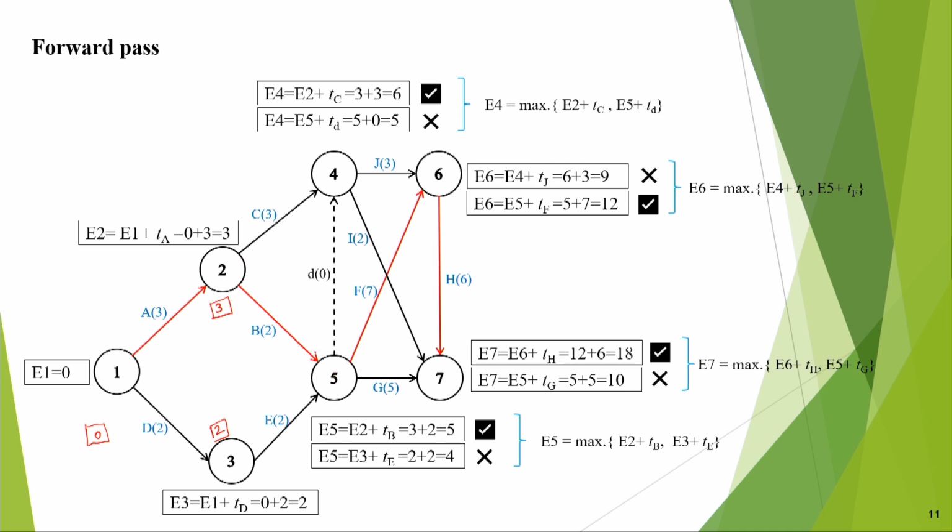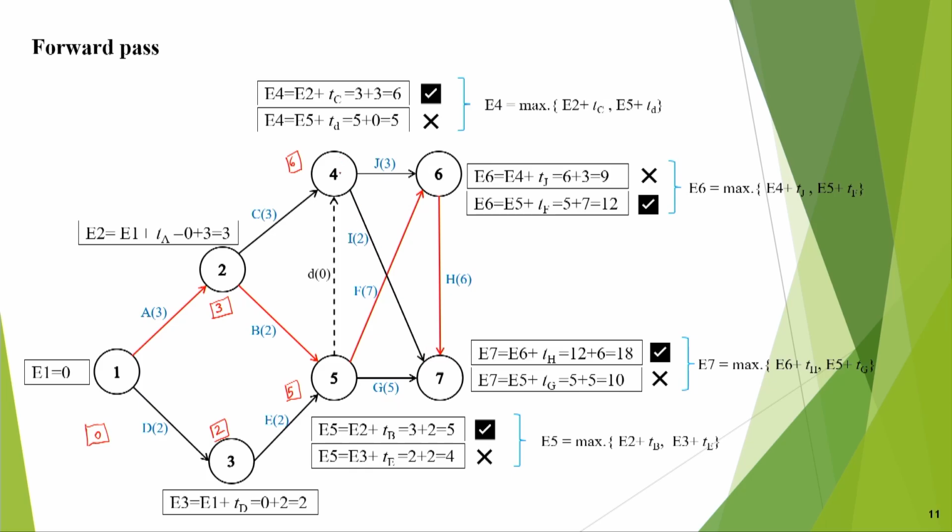There is 3 plus 2, which gives 5, and 2 plus 2 gives 4. So I write here 5, the maximum at node 5. Then 5 plus dummy activity 0, but this is 3 plus 3 is 6. So I will make it 6 here, and then after 5 I can naturally go to activity in event 7. So 5 plus 5 is equal to 10, but there is another path also.